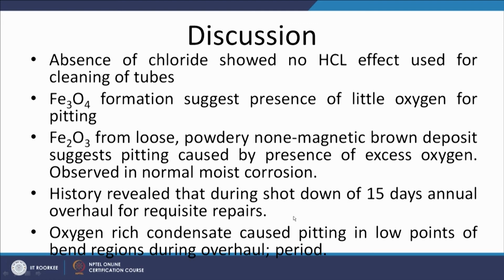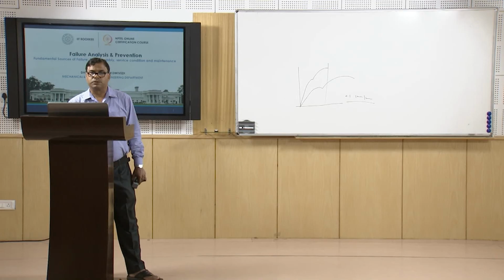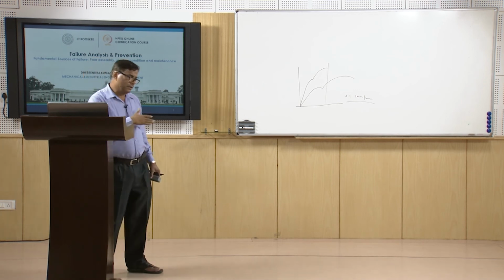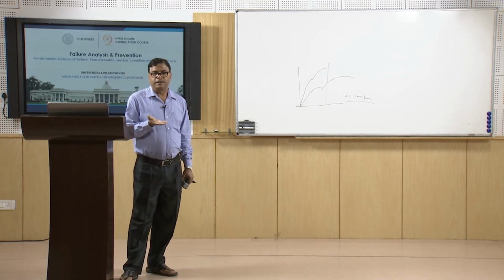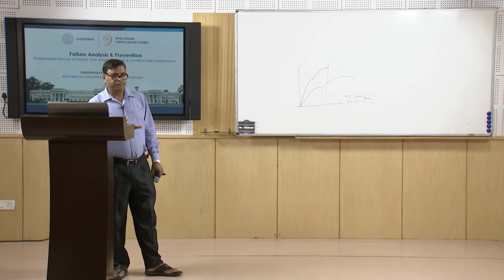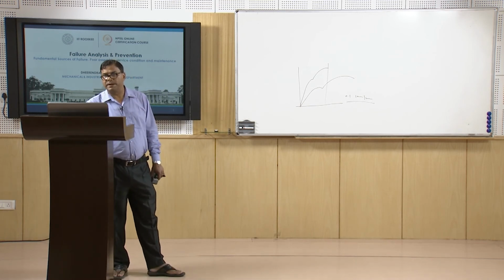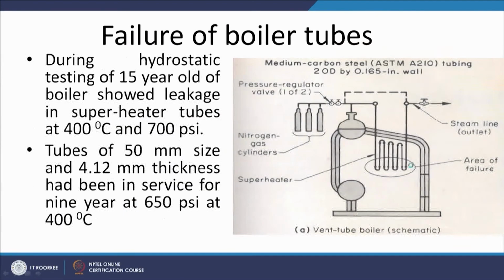History revealed that during the shutdown, a 15-day annual overhaul for requisite repairs was carried out, and during this shutdown period itself the oxygen-rich condensate caused the pitting in the lower points in the bend region. So this was the reason: during the shutdown the oxygen used to get dissolved in the water, which was getting segregated at the bottom of these tubes. This was the main reason behind the pitting at the lower bends of the superheater tubes which were located here, and that is why under pressure during the trial it started leaking from these locations.